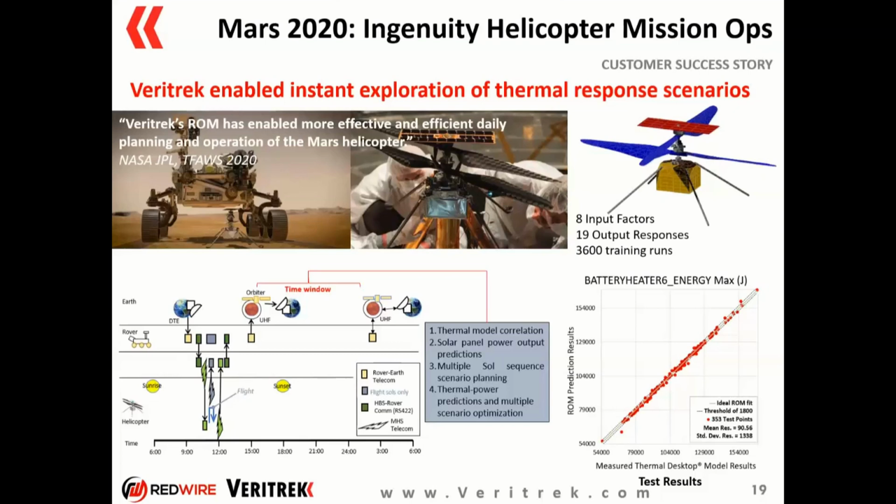This ROM was fun because we had a lot of calendar time to develop it. So we just threw a lot of training points at it, 3,600 training data points, to get a really nice fit of ROM prediction versus the Thermal Desktop truth results. All right, Jake, next slide.